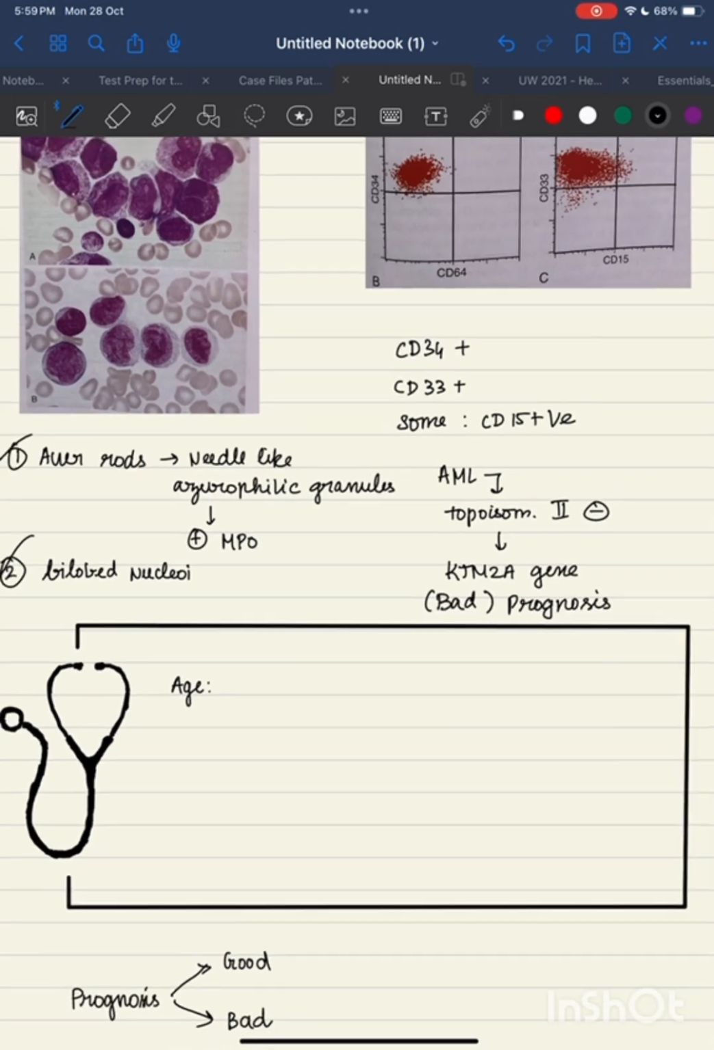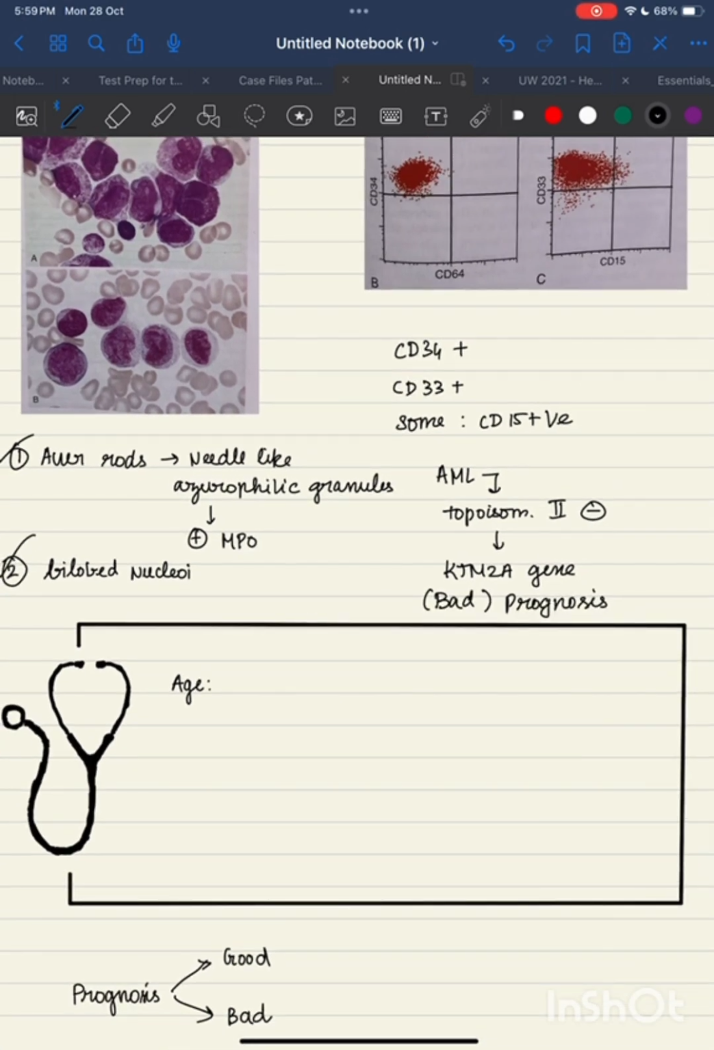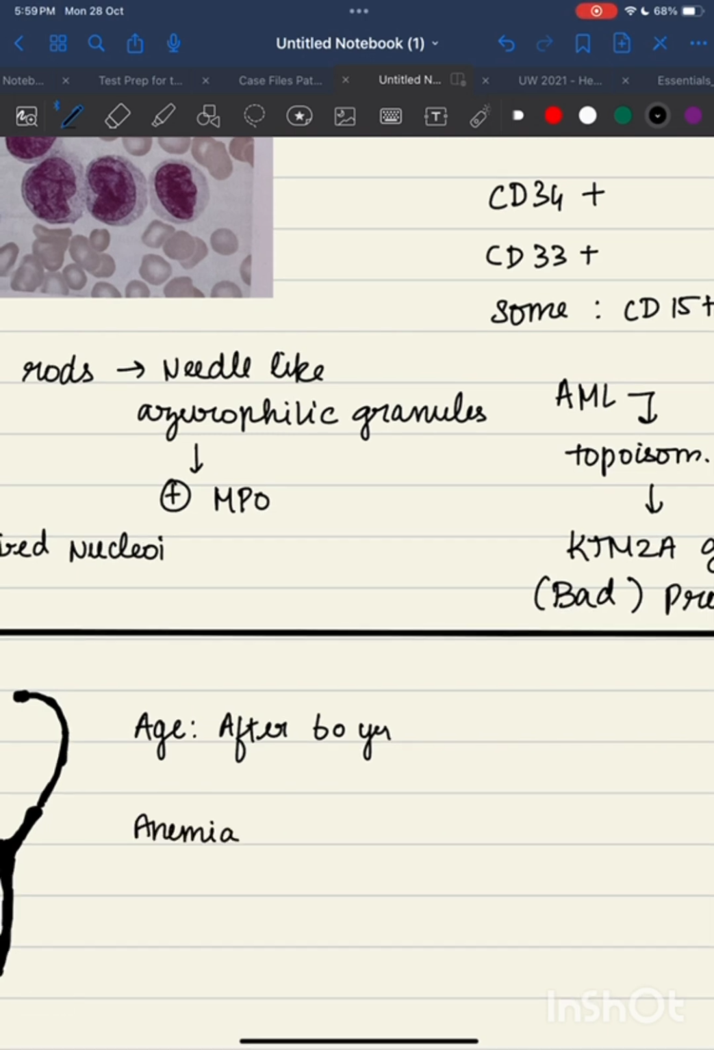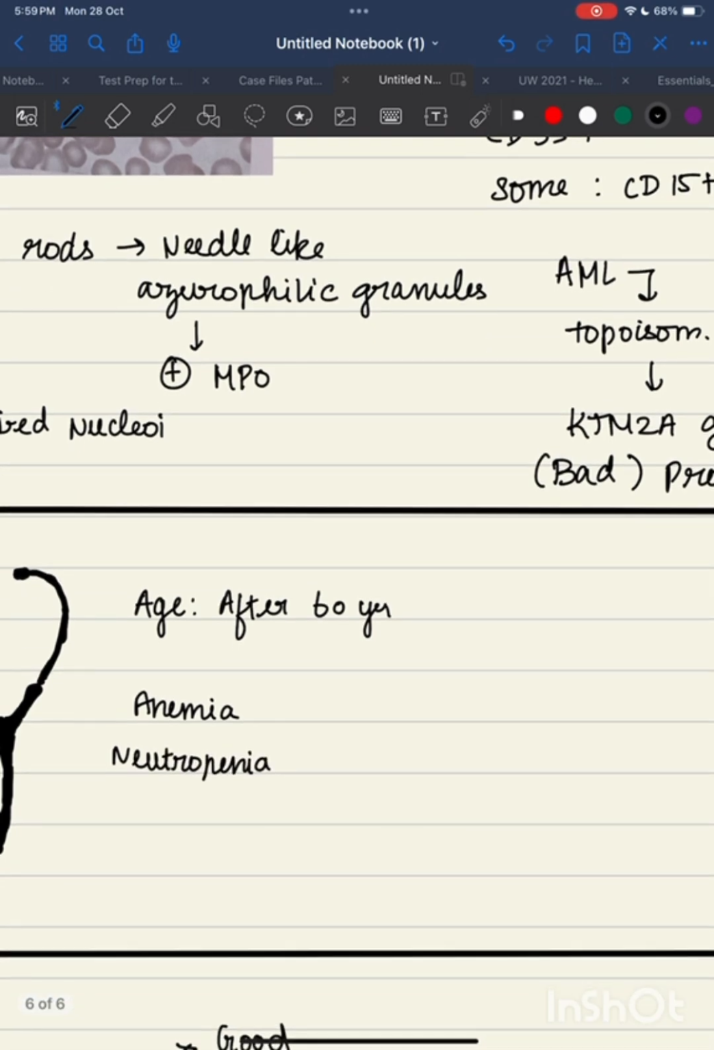Okay, these are cytometry findings. Then what are the clinical features? This is very important to solve questions. What's the age? It actually occurs after 60 years of age. So what clinical features do we see? They may get anemia, neutropenia, then thrombocytopenia.